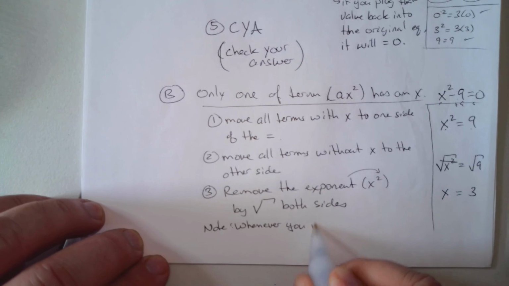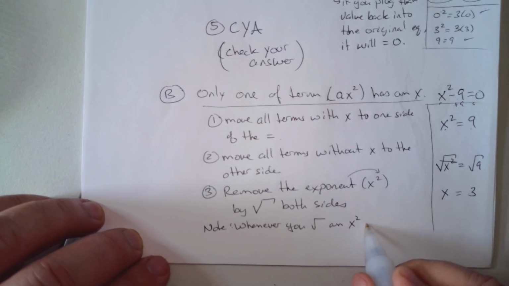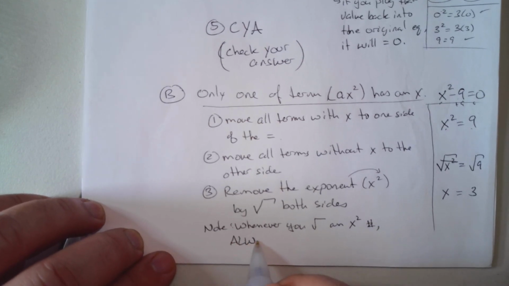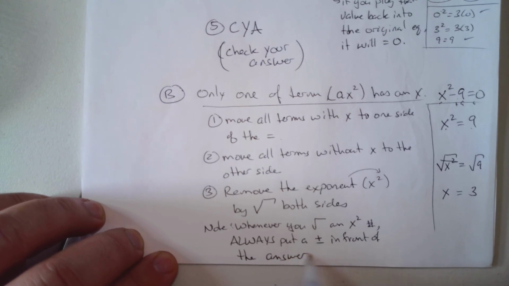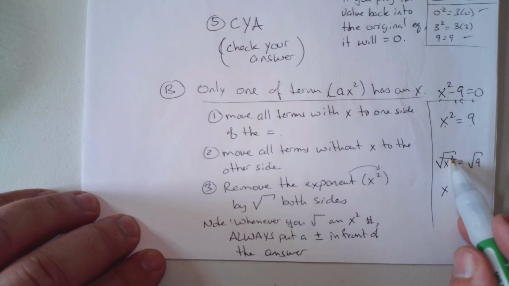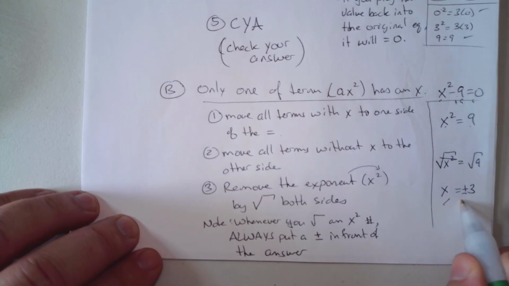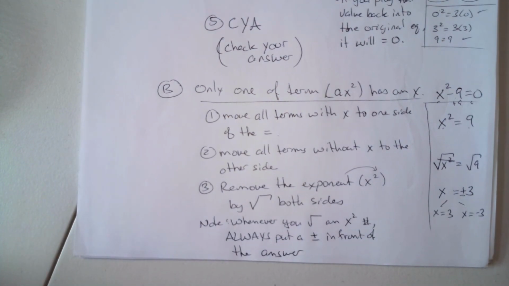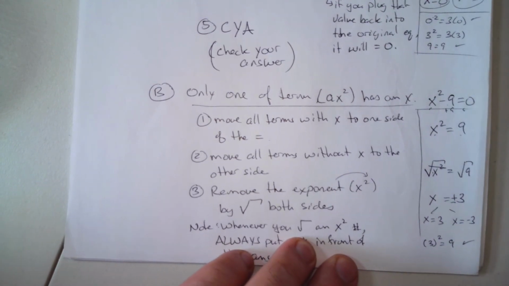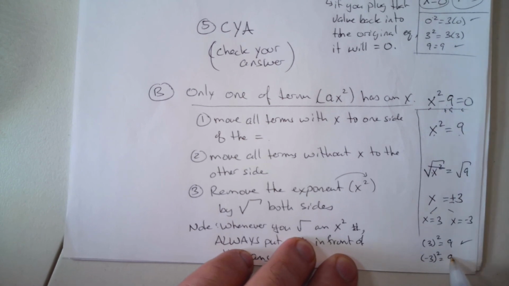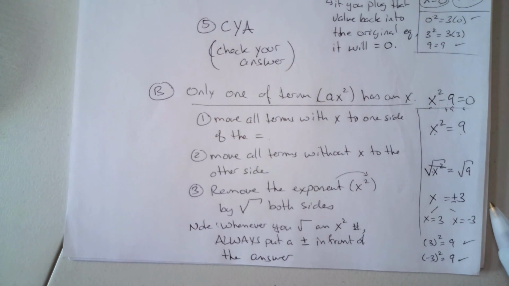Whenever you square root an x squared number, always put a plus or minus in front of the answer. So whenever I square root of an x squared, I have to put a plus or minus, which means there are two possible answers, x equals 3 and x equals negative 3. In other words, back in our equation here, 3 squared is 9, check. Negative 3 squared is also 9, check. So that's why whenever you square root something that's squared, the answer is positive or negative, because the square just gets rid of the sign.